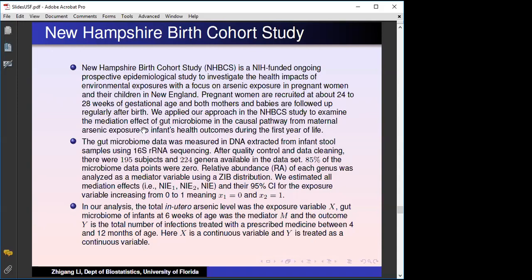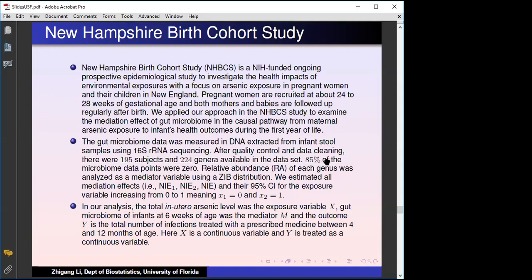And also, the microbiome data started to be collected only a few years ago, but this cohort study started in 2009. So many of those kids had already passed the infant period when they started to collect the microbiome data. So this number of subjects is much smaller than the full sample of the New Hampshire birth cohort.